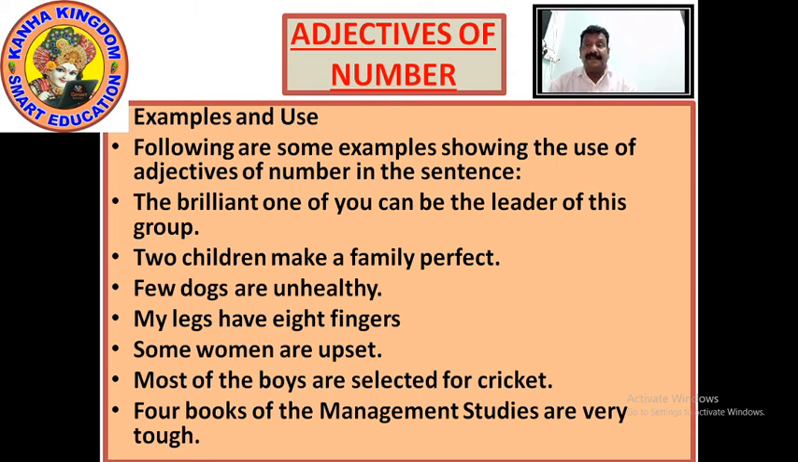Some women are upset. When you talk about some, particularly it's countable, small numbers. It's not like all the women. Some, few means less, countable numbers. Some and few are one and the same. Some women are upset. Women is the noun here. So there is some. Some is what? Some is the adjective of number.